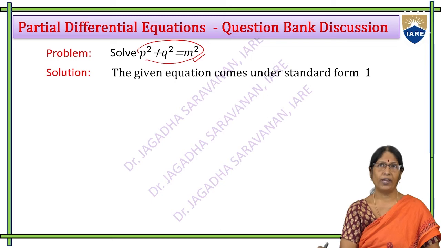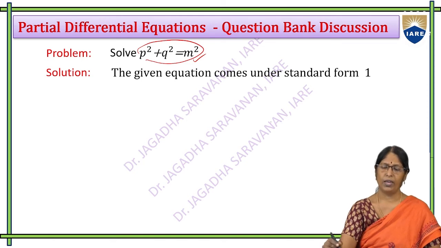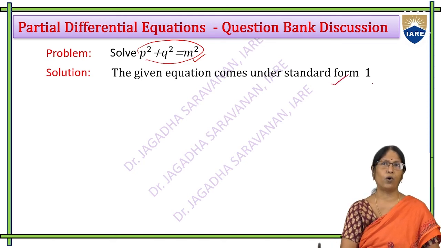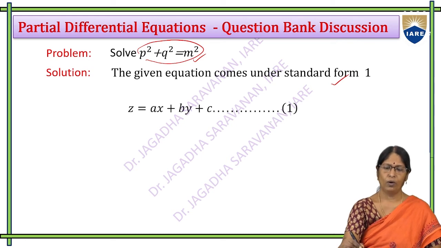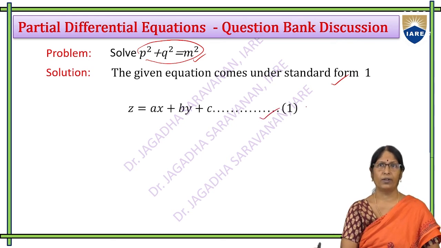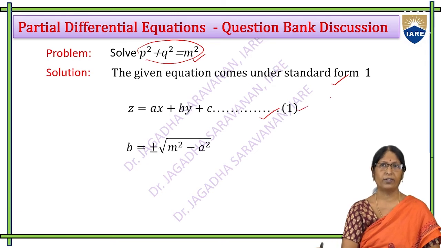Now we are discussing the variables X, Y, Z, P, Q. Among these five, if it has only P and Q, it comes under standard form 1, for which the general solution is formula related.